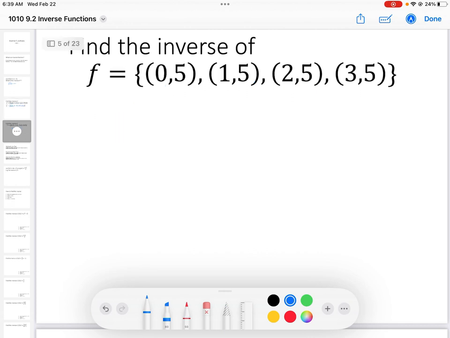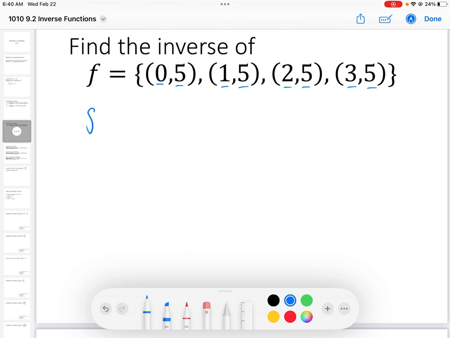And sometimes the inverse of a function is not actually a function. So in this case, we have the function f, where you input a 0, get out a 5. If you input a 1, you get out a 5. Input a 2, get out a 5. Input a 3, get out a 5. And this original function is a function because every input goes to one specific output.